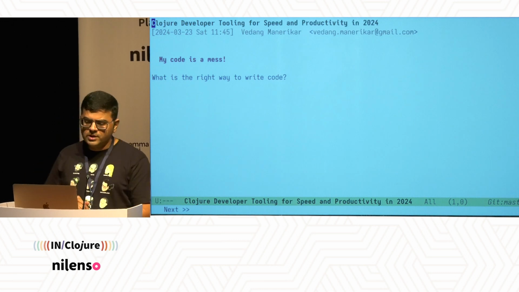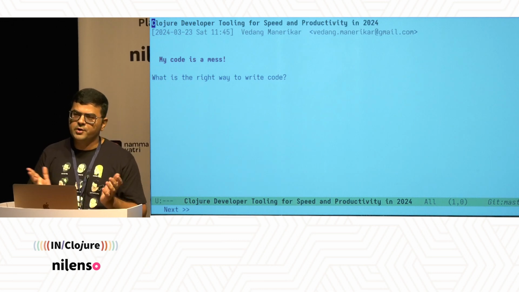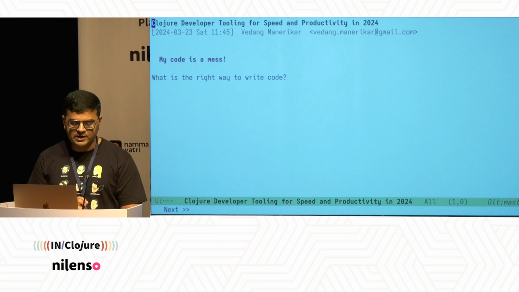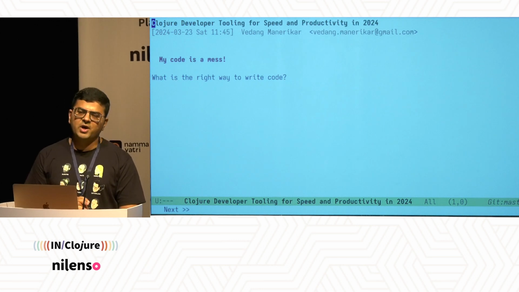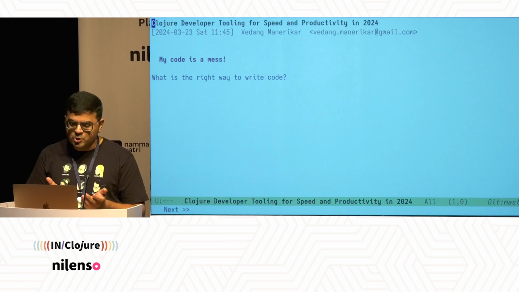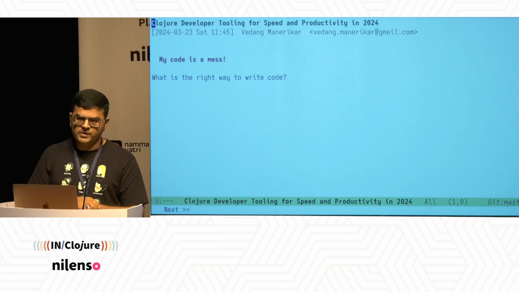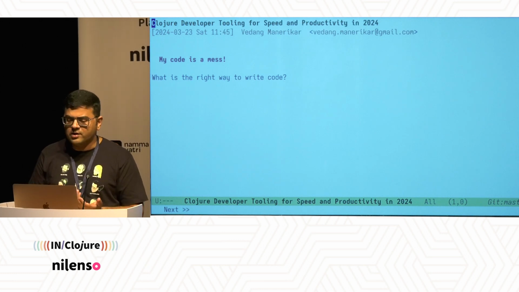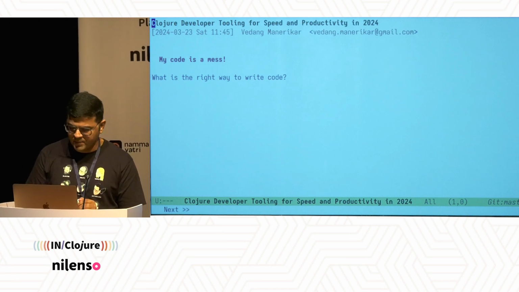All right, so my code is a mess. What's the right way to write code? This is where we come to the linters and the formatting part of things. Everybody has an opinion on what's the right way to write the code, and that's good, you should have an opinion, but it's better if the code is easy to read, if you can open up some unknown code and just get into it, right?